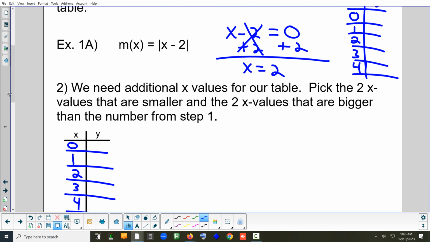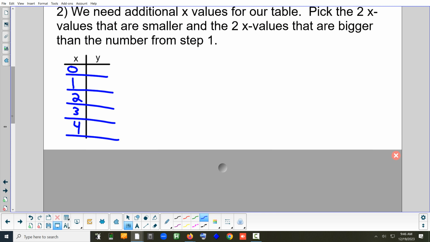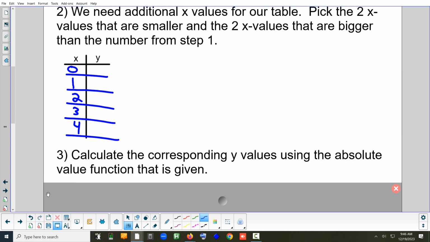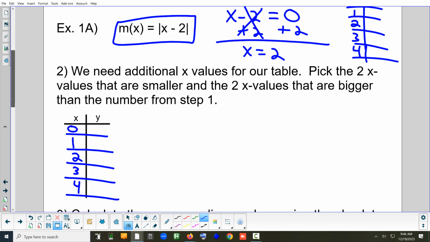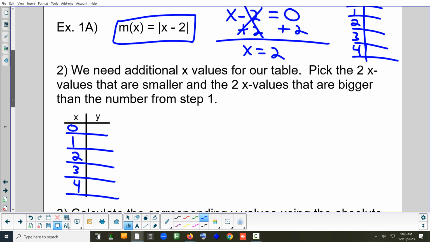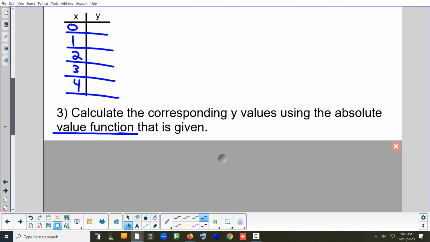Well, to get the y values, it's the same thing we did yesterday. Take each number and plug it back in. And that's how you get the y value. Okay, so step 3 is to calculate the y values using the formula that they give you. In this case, the formula is right there. That's what we're going to plug everything back into. So I'm going to copy that down so we can see it. M of x equals absolute value x minus 2.